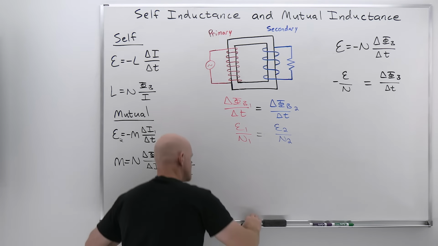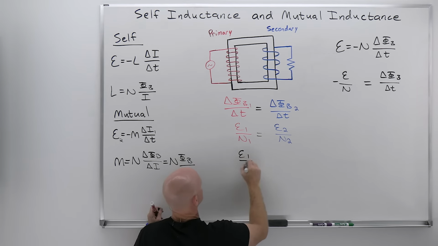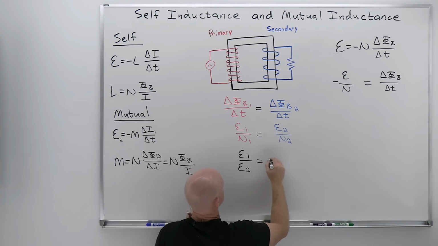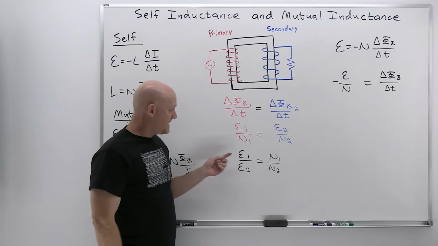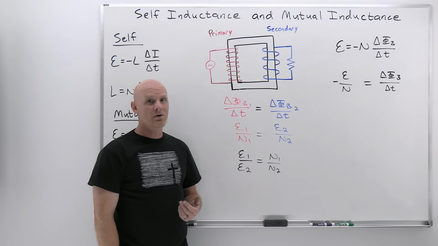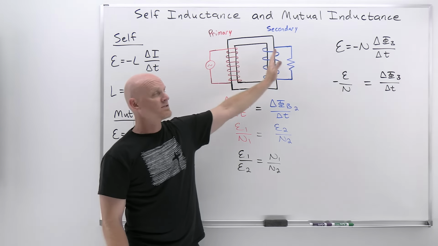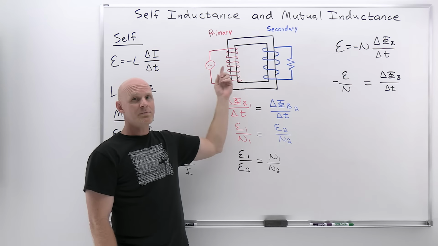Sometimes we'll rearrange this just a little bit, and we'll get E1 over E2, or epsilon 1 over epsilon 2, or EMF 1 over EMF 2 equals N1 over N2. And ultimately what this means is just that the EMF in the primary and secondary coils is directly proportional to how many turns there are for those particular coils. So if you want a step-down transformer, all you got to do is make sure that the secondary coil has fewer turns than the primary coil.